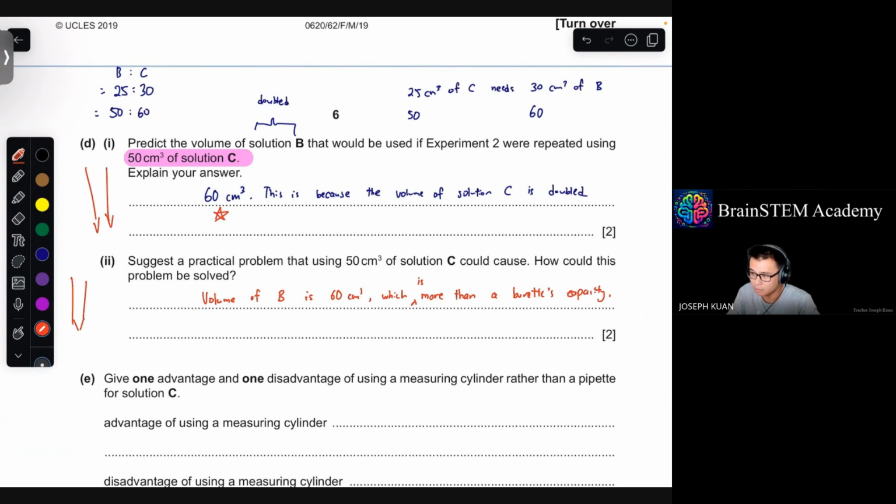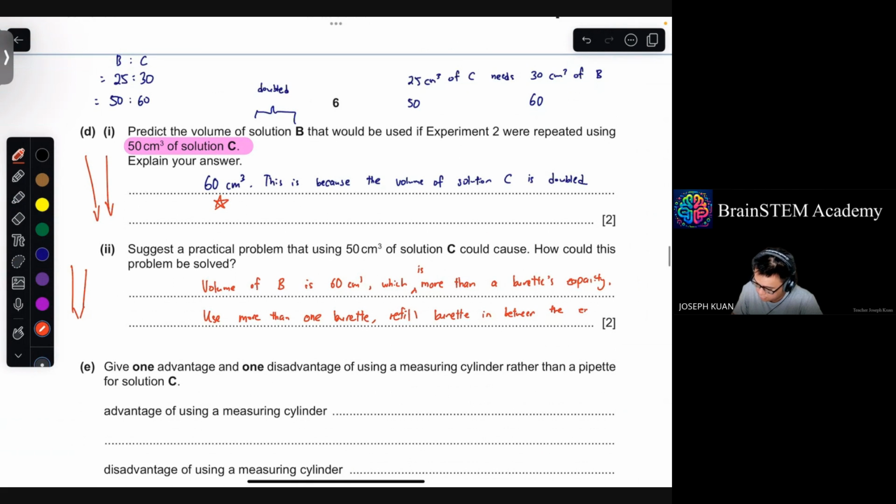All right, so how do you solve this problem? You may use more than one burette, or you can simply refill the burette in between the experiment.